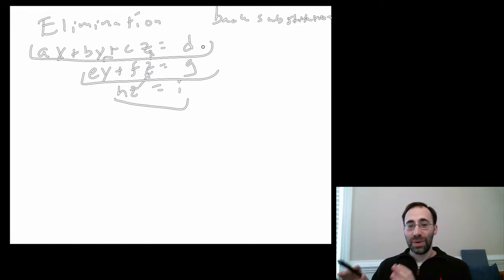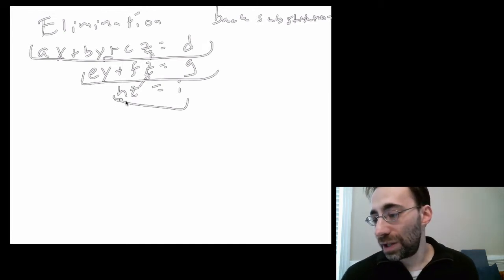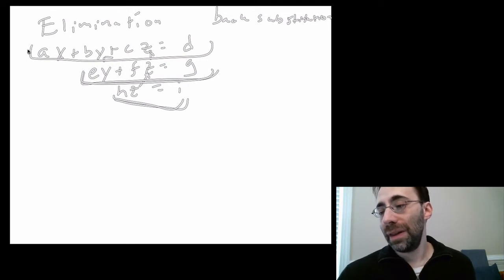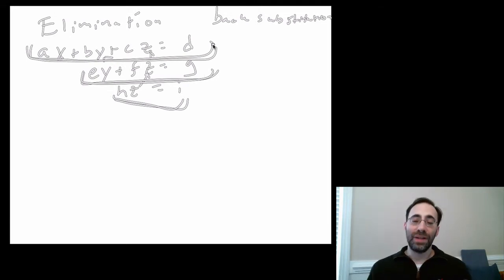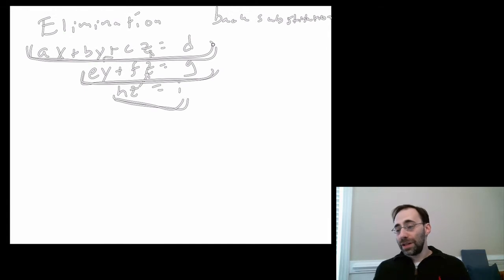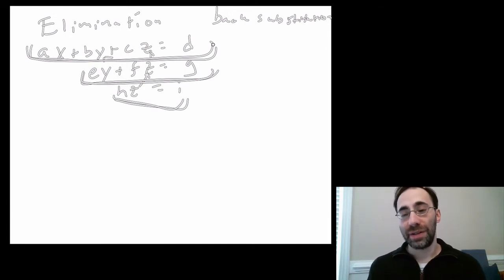You create a system of equations in which you have one equation for one variable, another equation for 2 variables, including that one, then for 3, including those 2, and so on. And then once you solve that, you solve the smallest one first, and you back substitute up to get the solution for all of them. So again, we'll do an example of this to see how this works.